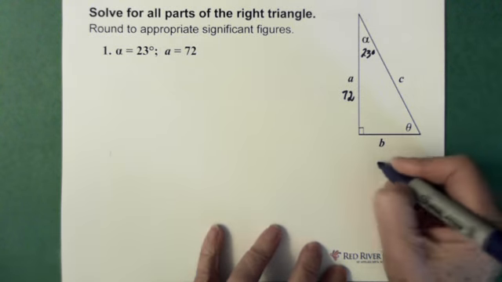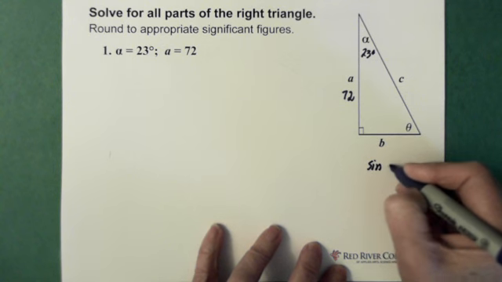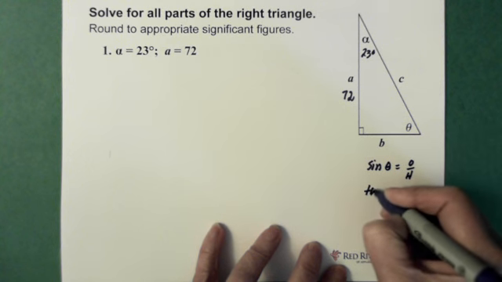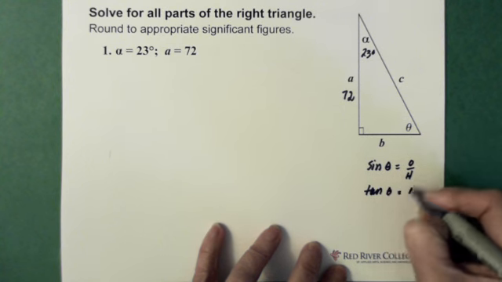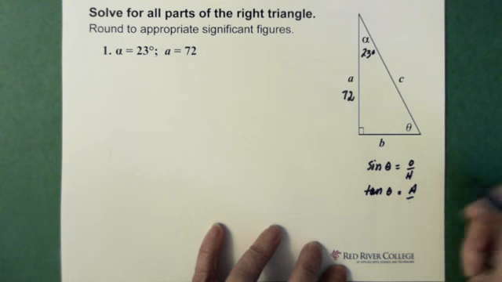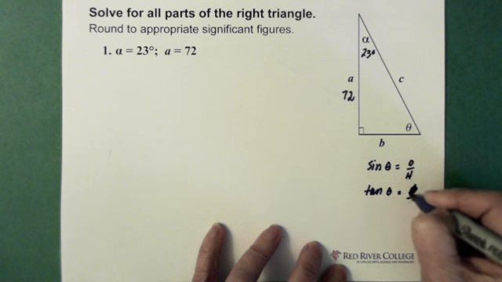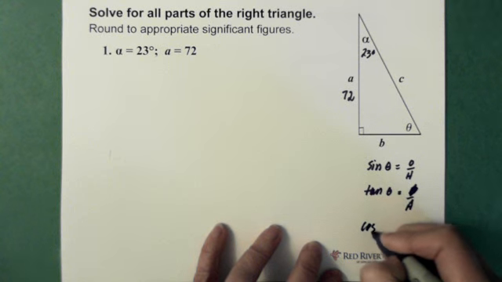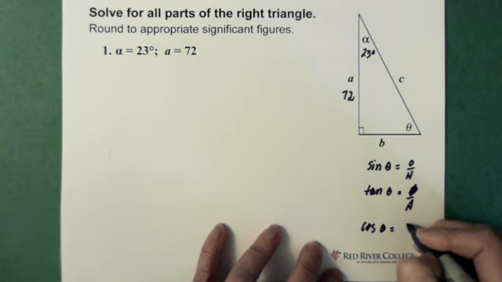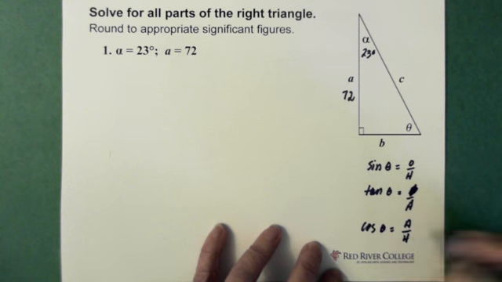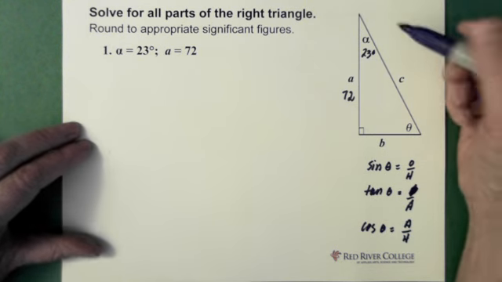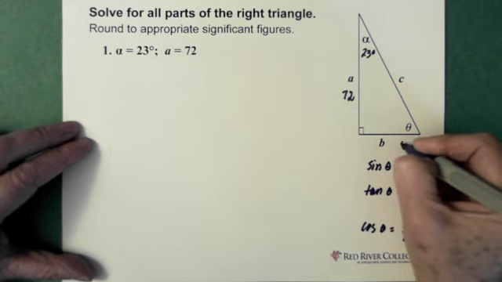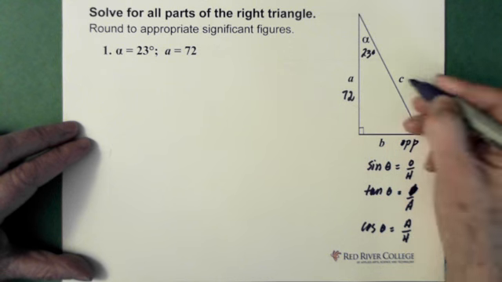All right, and sometimes it helps to just remind yourself of your trig functions. The sine of the angle is opposite over hypotenuse, tan of the angle is opposite over adjacent, and the cos of the angle is adjacent over hypotenuse. All right, so we have the angle, we have adjacent, B is the opposite side, and C is the hypotenuse.